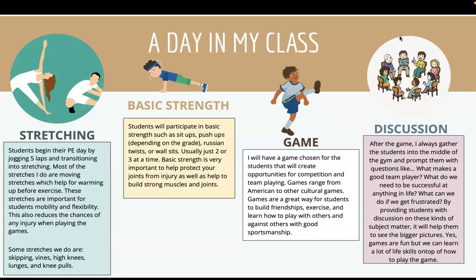Then I'll have the students do a couple different basic strength exercises. The students will participate in basic strength exercises such as sit-ups, push-ups, depending on the grade, Russian twists, or wall sits. Usually I'll do just 2 or 3 exercises at a time, and each exercise will have about 15 to 30 reps depending on the exercise and the grade of the student. Basic strength is very important to help protect your joints from injury as well as to help build strong muscles and joints. After stretches and basic strength, then I'll go on to playing a game with the students.